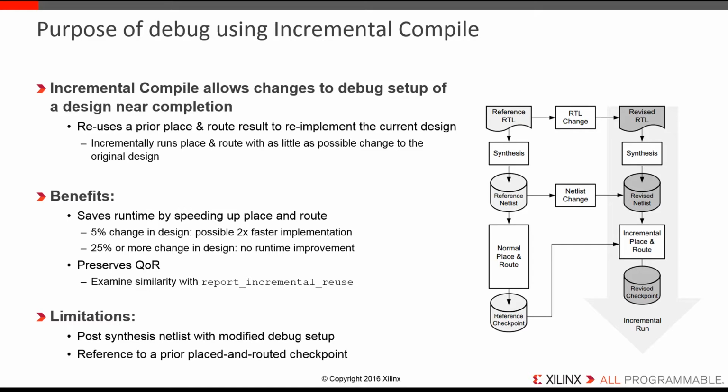In addition to runtime improvements, incremental compile can preserve QoR predictability by reusing the prior placement and routing from a reference design. As noted, the flow is most effective when synthesis changes result in at least 95% similarity to the reference design. One of the advantages of using incremental compile is the ability to change the debug setup for a design that has already been implemented. This change happens after synthesis, where new cores get added to the design for the first time, or those that have already been added are modified or removed.